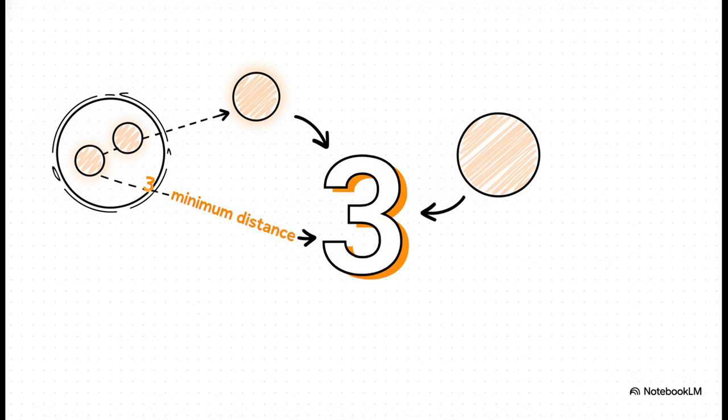Let's make this super concrete. Imagine you have two clusters. One has the points 1 and 2, the other one just has the point 5.